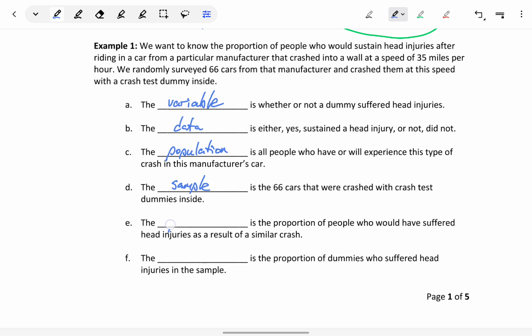In part E, the parameter is the proportion of people who would have suffered head injuries as a result of a similar crash, and the statistic is the proportion of dummies, so the crash test dummies in these scenarios, who suffered a head injury. So the only data that we have is on the number of crash test dummies who suffered head injuries, but we would use that in the process of statistics to understand the parameter, the proportion of people who over time, if they experience this accident, would suffer similar injuries.